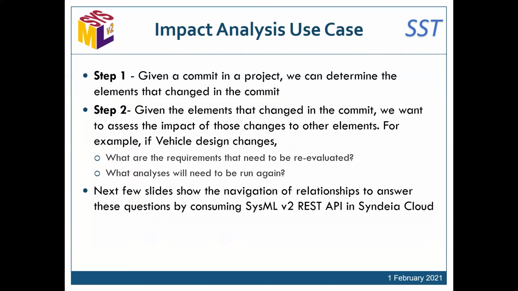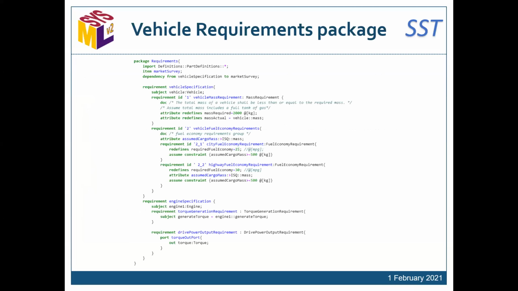If you make a commit in a project, you can determine what elements change in the commit. And from the elements that change, you can use the relationship endpoint to figure out what requirements need to be reevaluated because something in the design has changed, and what analyses I would run to reevaluate those requirements. I'll show you a couple of slides here. This is the vehicle parts tree example that Sandy had pushed earlier, but Ed, I think, showed a similar version of it.